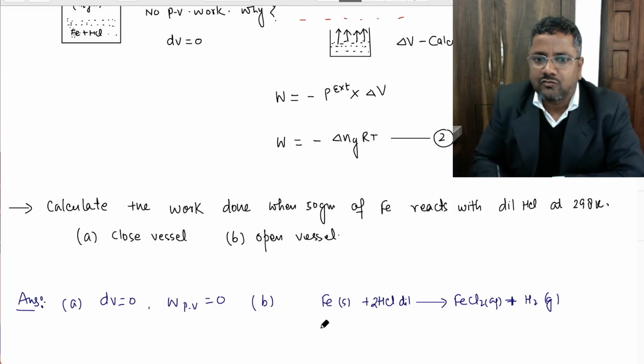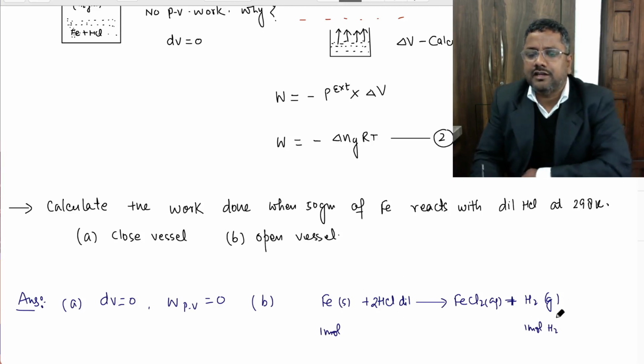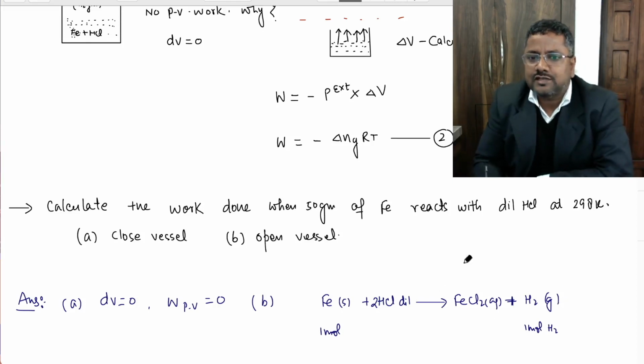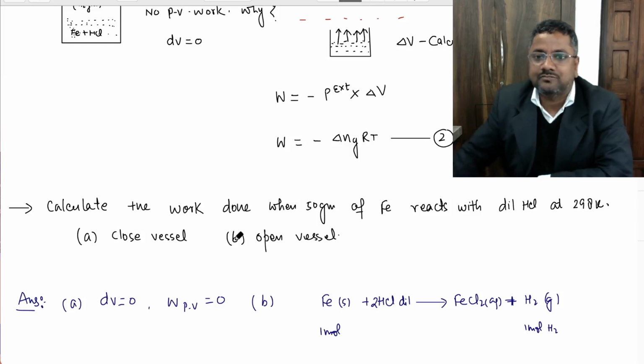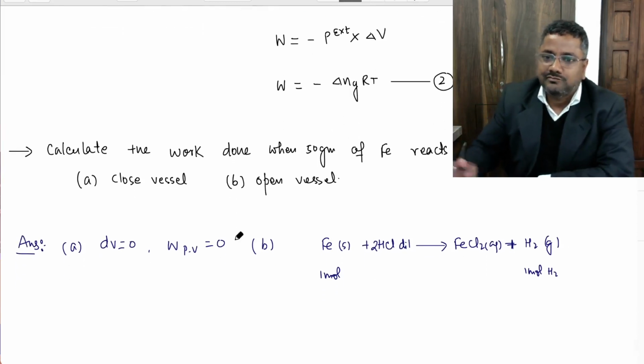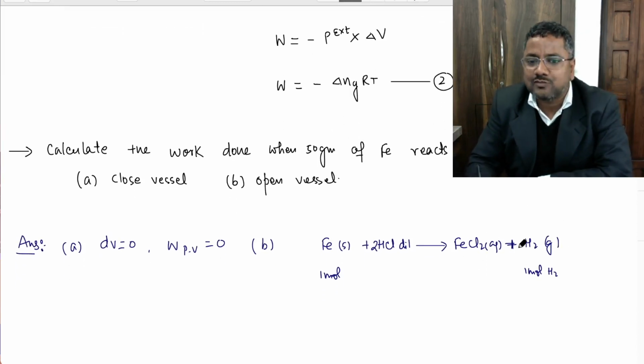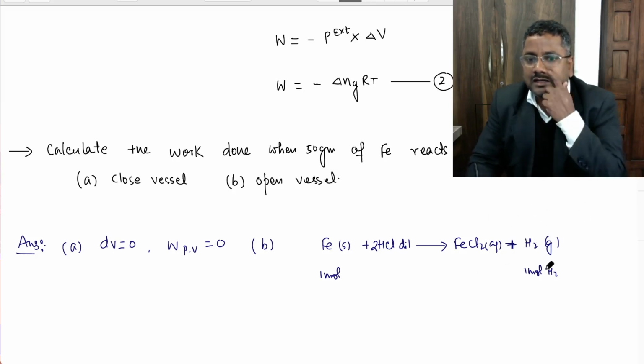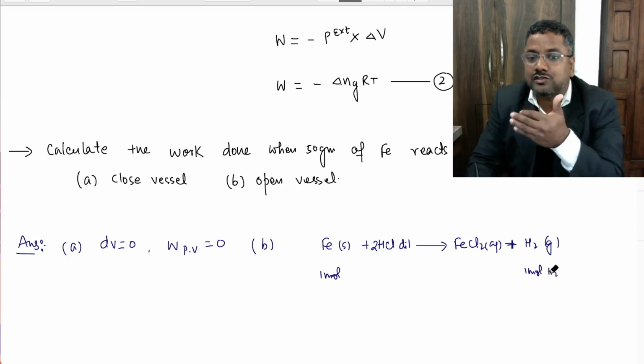Now see here, 1 mole of this produces 1 mole of hydrogen. So basically you need here delta Ng. If suppose that in this question some other gaseous products are there, then you have to add. And suppose that if you have already some gaseous reactant, then it is very difficult here to evaluate the work in this case, right? So suppose that some more gaseous products are there, then you have to consider those gaseous moles as well.